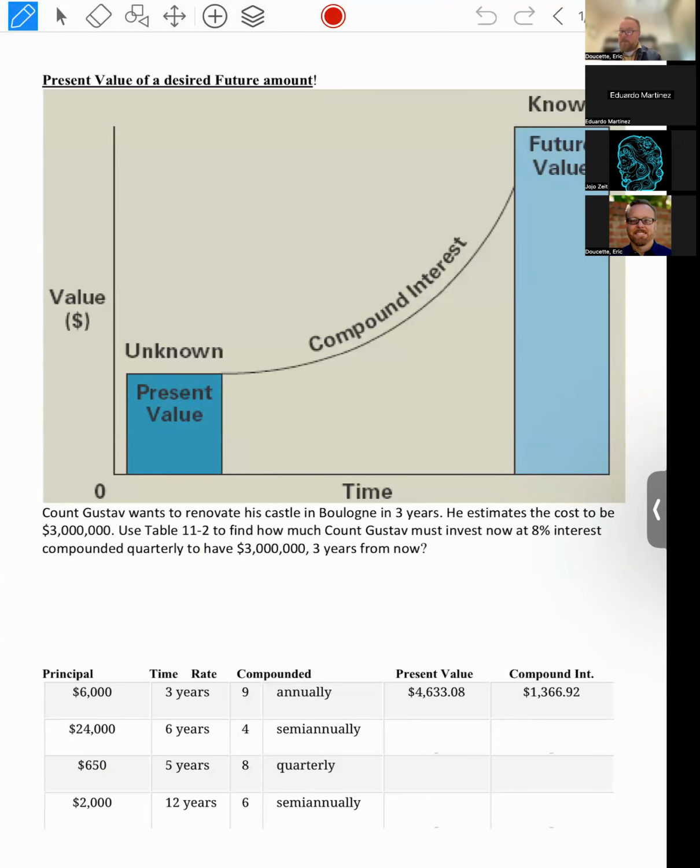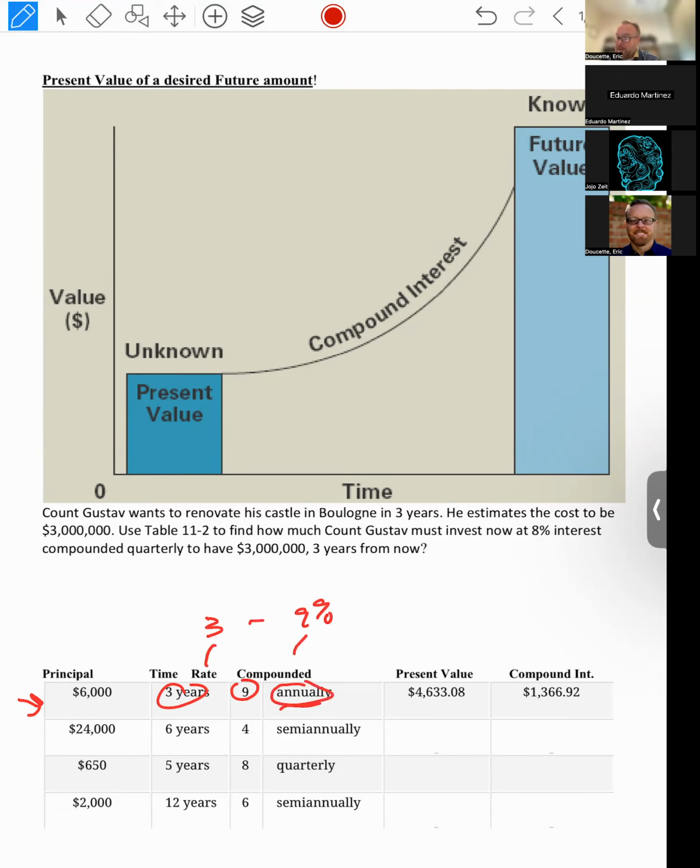So we have a few problems down here, doing kind of the same thing as we did before. We have a principal of 6,000. We have 3 years at 9% interest, compounded annually. And so in that case, it would compound 3 times, and it would be 9% each time, right? Because it's annually, so it's just once a year.